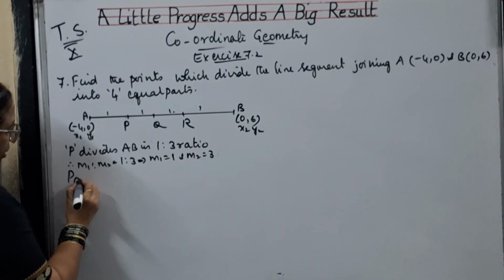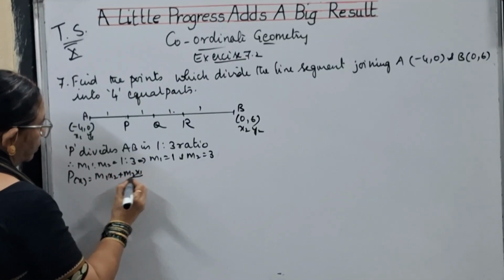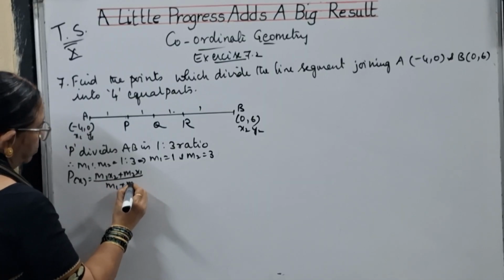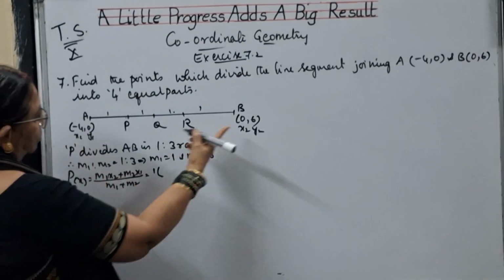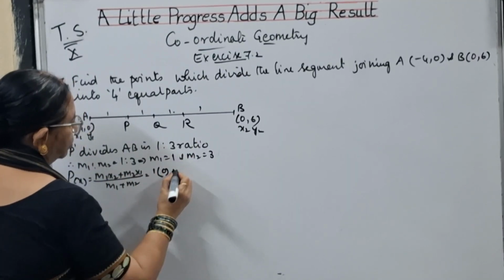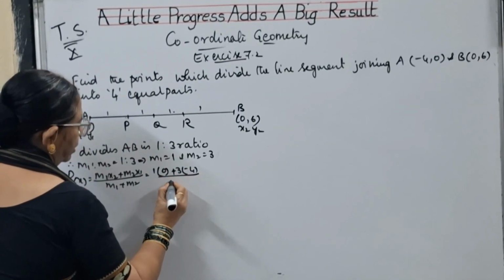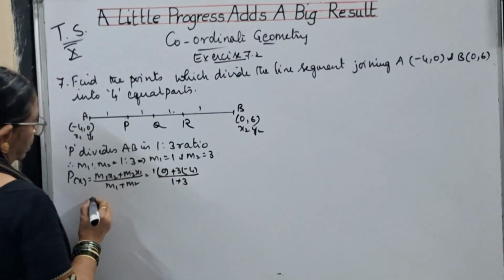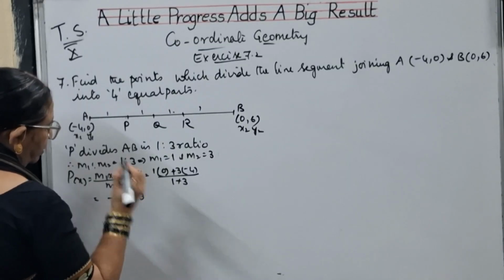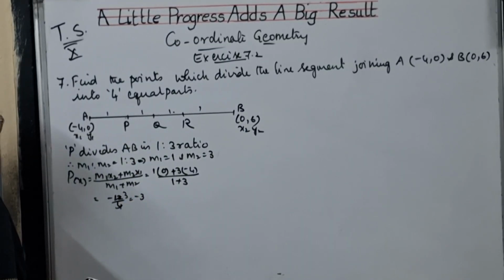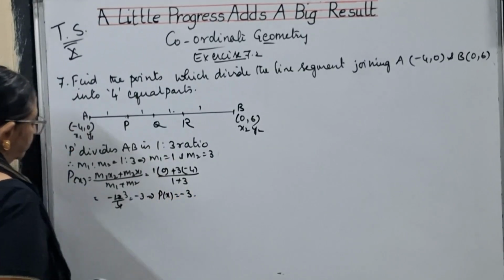So, what is P of x? (m1 x2 + m2 x1) by (m1 + m2). So m1 is 1 into x2, x2 is 0, plus m2 is 3 into x1. What is x1? Minus 4, by 1 plus 3. So you are getting minus 12 by 4, that is minus 3. So this implies P of x is equal to minus 3.